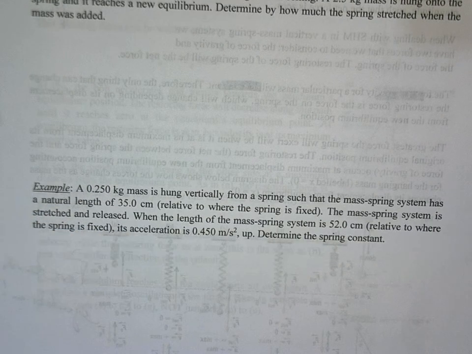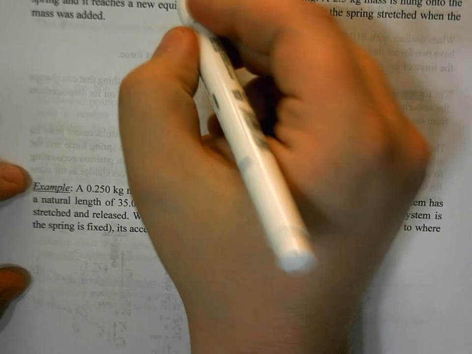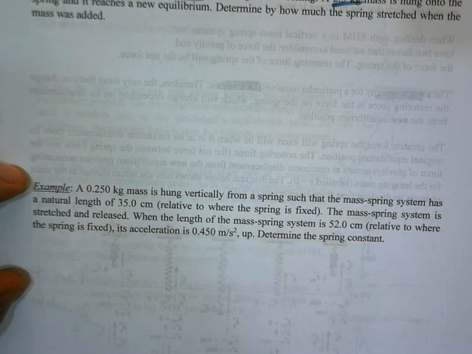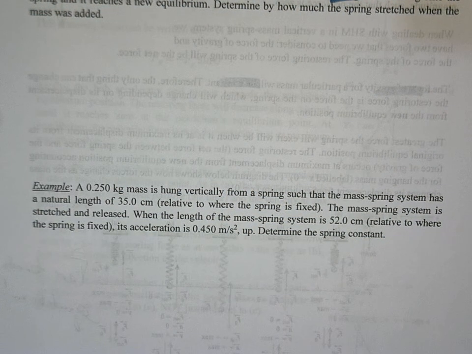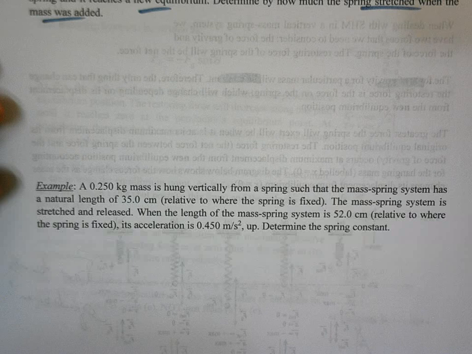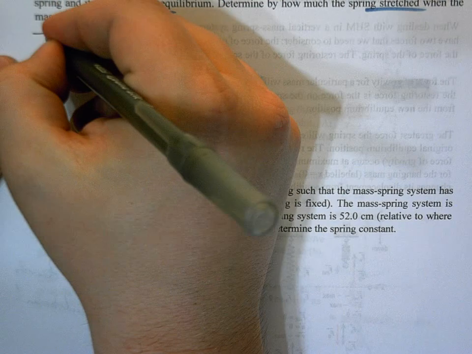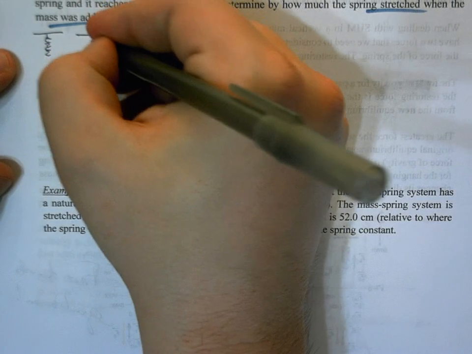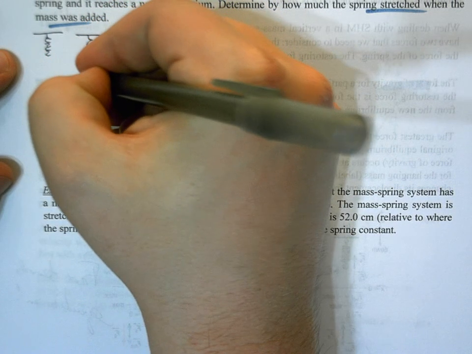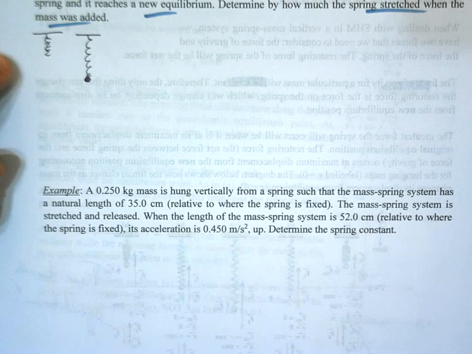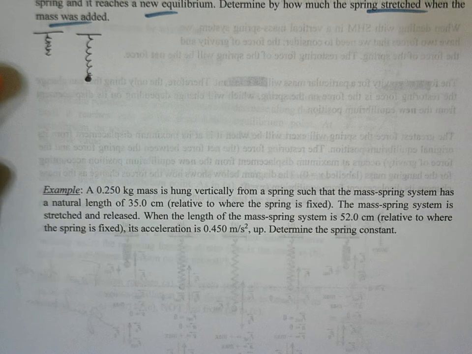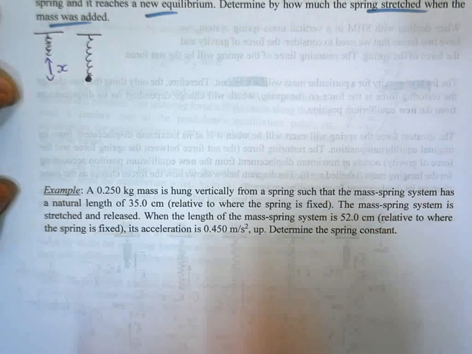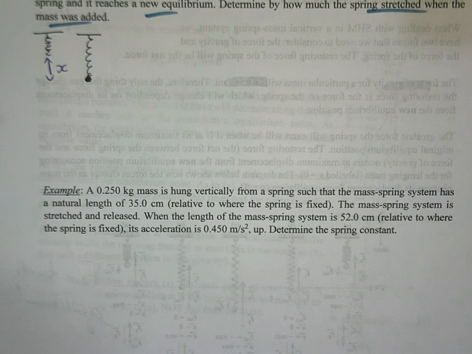Right, so we have a spring with a stiffness of 10 newtons per meter, hung from a ceiling. We have a 2.5 kilogram mass hung onto the spring, and it's going to reach a new equilibrium. We want to find out how much the spring stretched when the mass was added. Here's what's going on. We have this lovely spring, just doing its thing. It's a really bad looking spring. Eventually we're going to hook a mass onto it, and it's going to stretch. We'd like to find out how much it stretched with the addition of the mass.